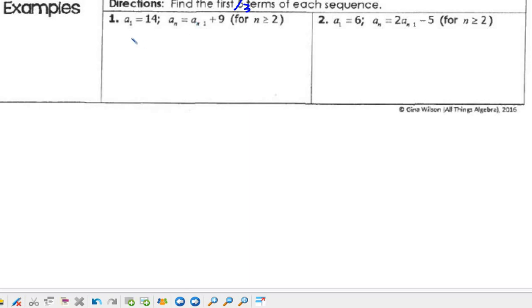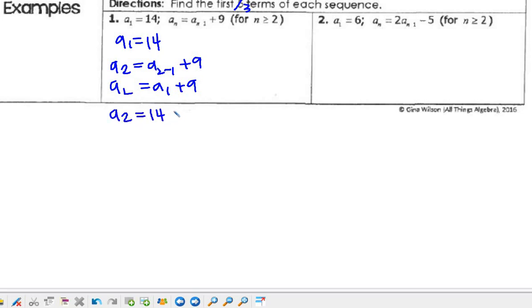Okay, so it says if a sub 1 is equal to 14, we want to find a sub 2 and 3. So a sub 2 would be a sub n minus 1, so 2 minus 1 plus 9. So that would be a sub 1 plus 9, and the value of a sub 1 is 14. So a sub 2 equals 14 plus 9. So a sub 2 is equal to 23.